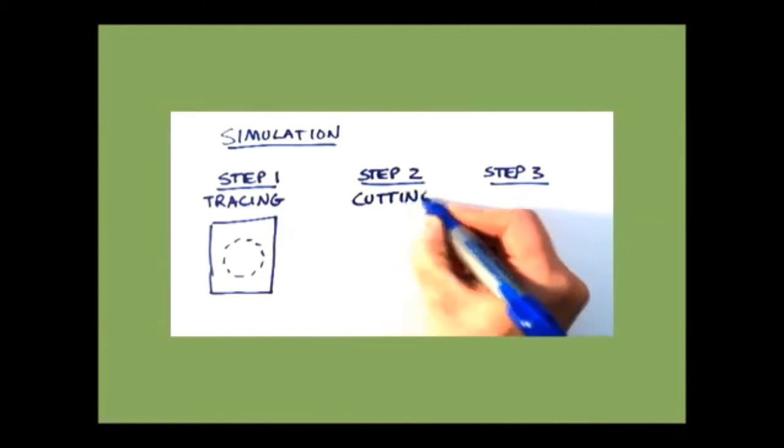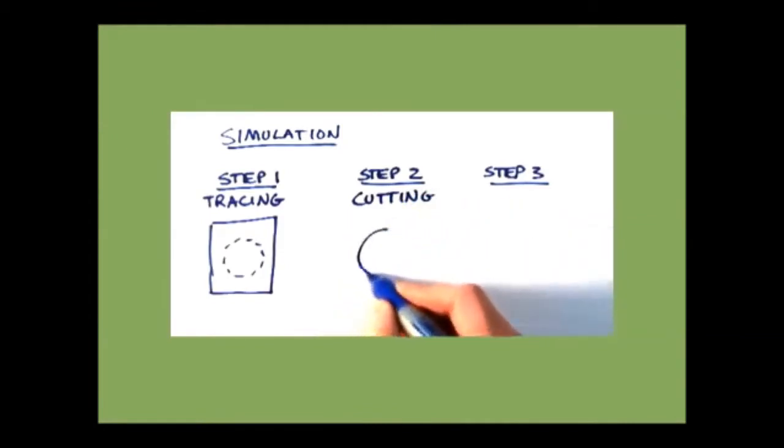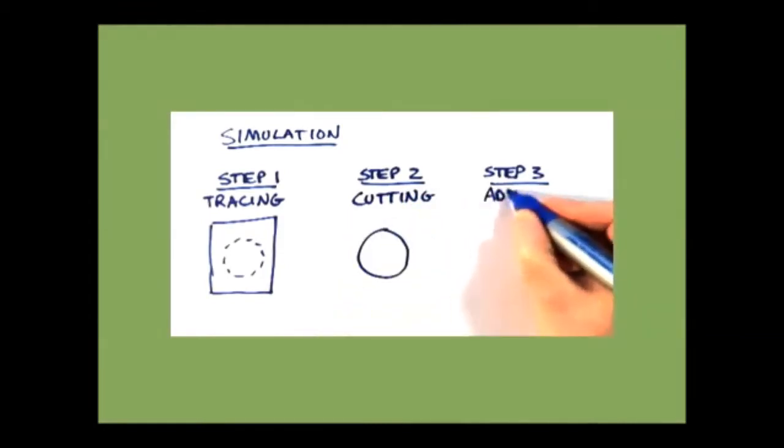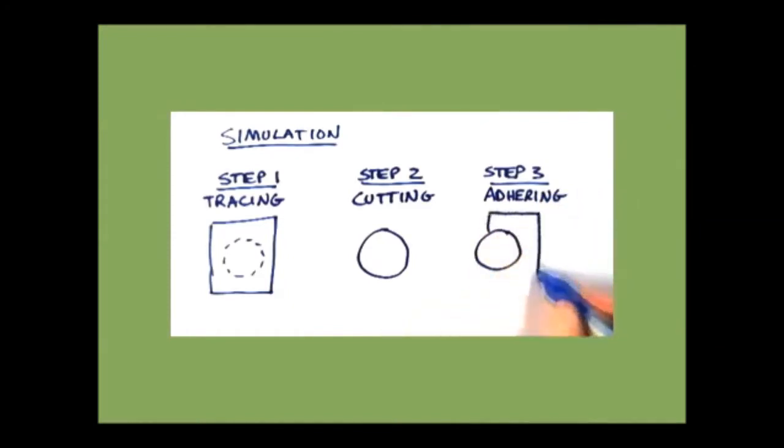Step 1, tracing, outlines the circle to be cut. Step 2, cutting, cuts the circle. Step 3, adhering, attaches the circle to a sheet of paper. The company has 3 employees, 1 on each step.